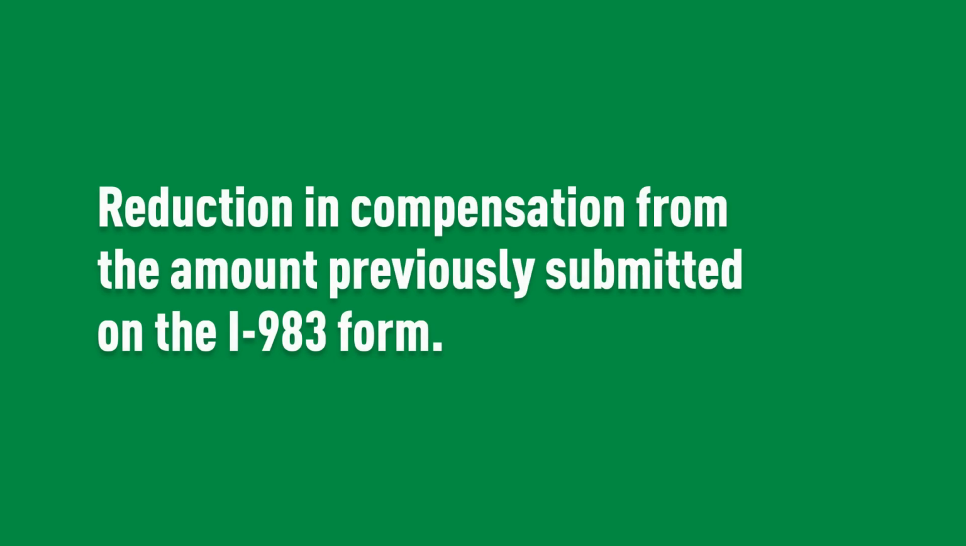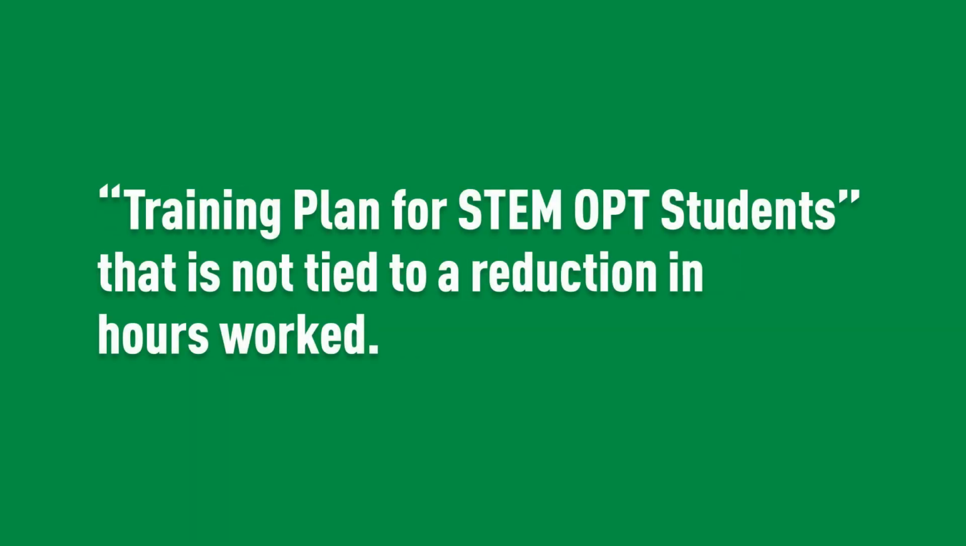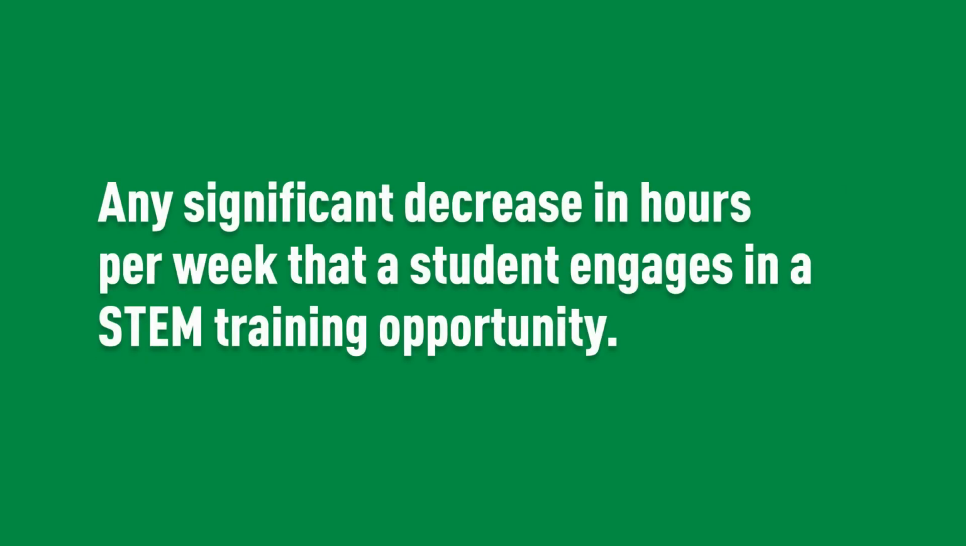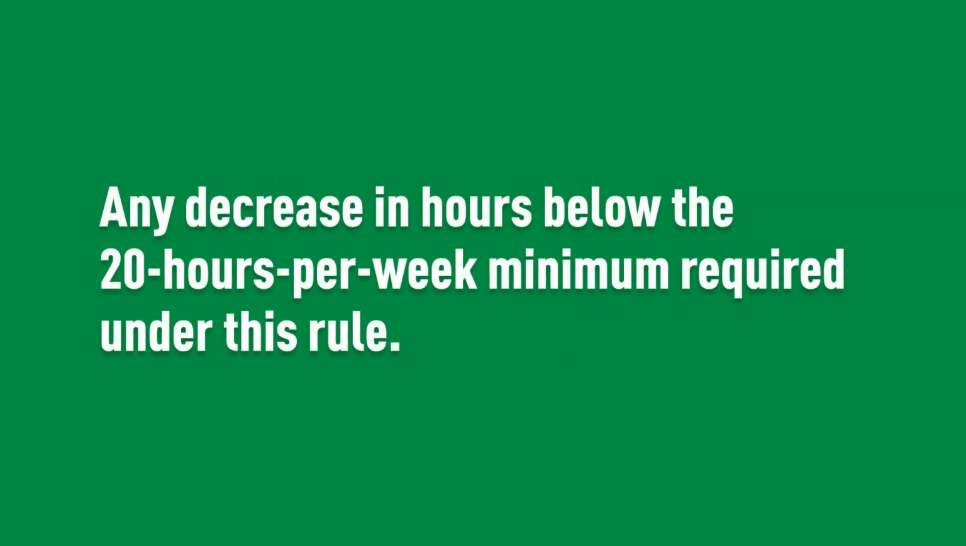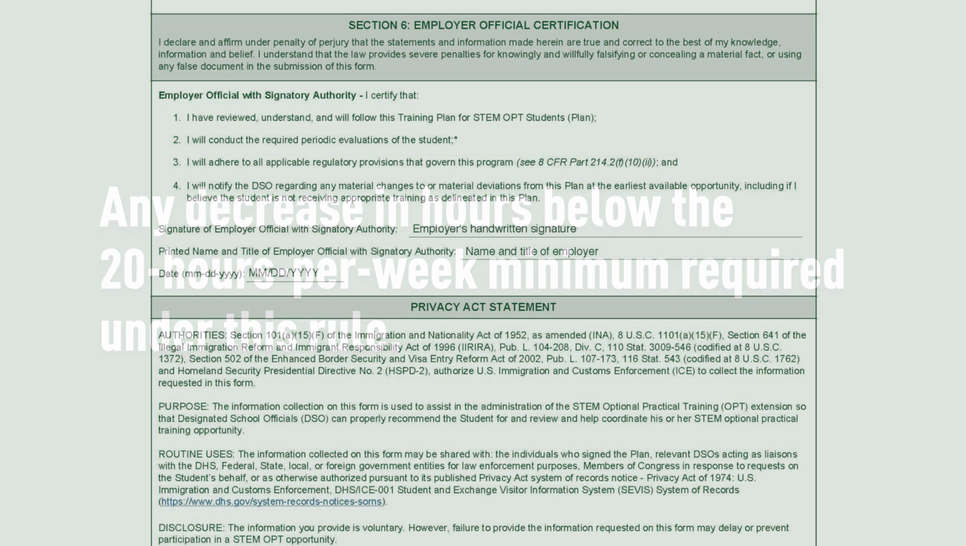any reduction in compensation from the amount previously submitted on the I-983 form, training plan for STEM OPT students that is not tied to a reduction in hours worked, any significant decrease in hours per week that a student engages in a STEM training opportunity, any decrease in hours below the 20 hours per week minimum required under this rule.